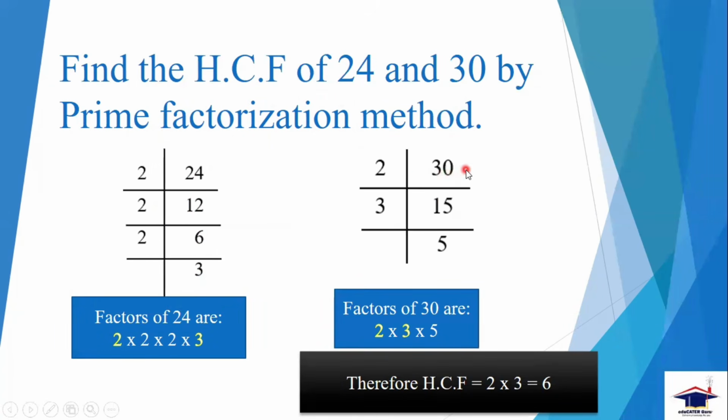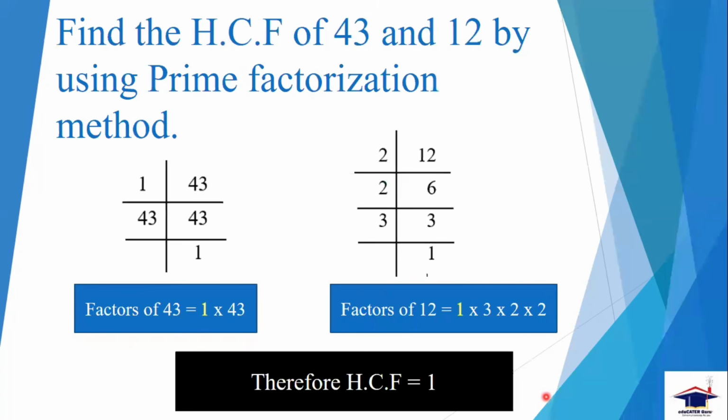Then, same way, for 30, it is 2 15s are 30, 3 5s are 15. So, the factors are 2 into 3 into 5. So, here the common factors among 24 and 30 are 2 and 3. So, the HCF is 2 into 3, which is 6. So, the highest common factor of 24 and 30 is 6.